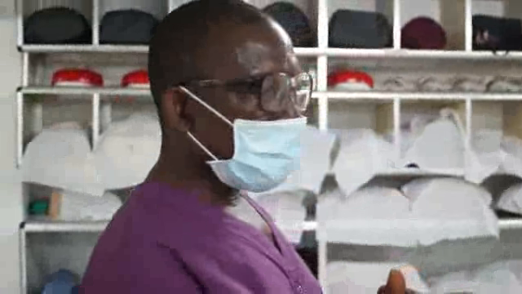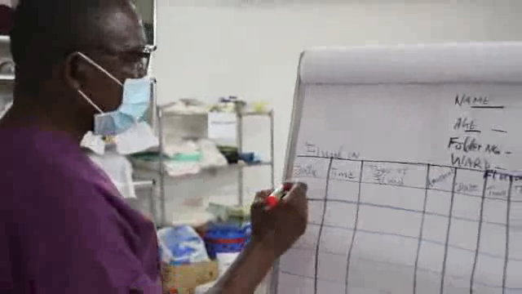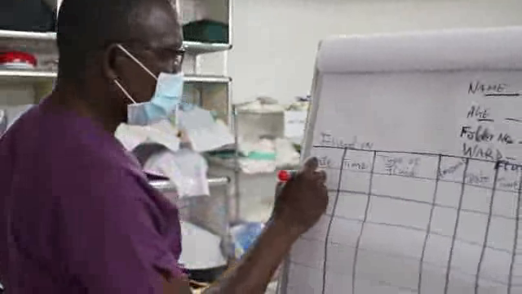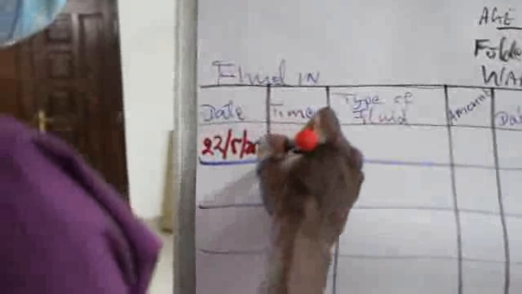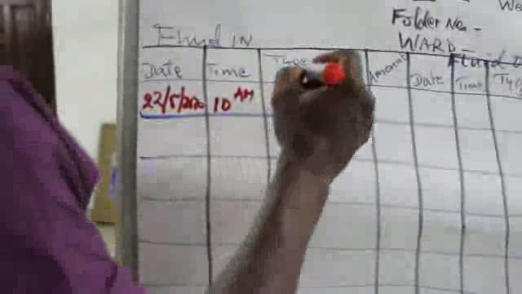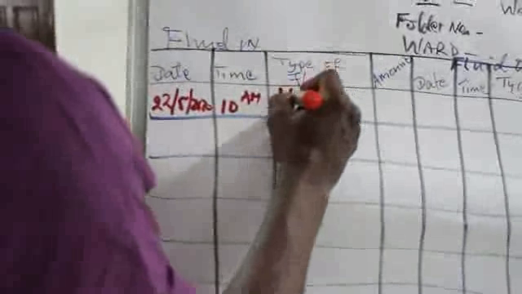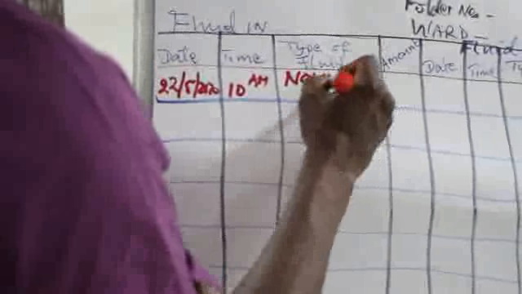Now, as I was explaining, in case the early shift are on at 8 o'clock, and say today is the 22nd of May 2020, this date is to be correctly written, and the time we will be putting up the fluids, let me say within the early shift, is 10 a.m. Now let's assume the type of fluid we are giving in this instance is normal saline. We indicate the type of fluid: normal saline.